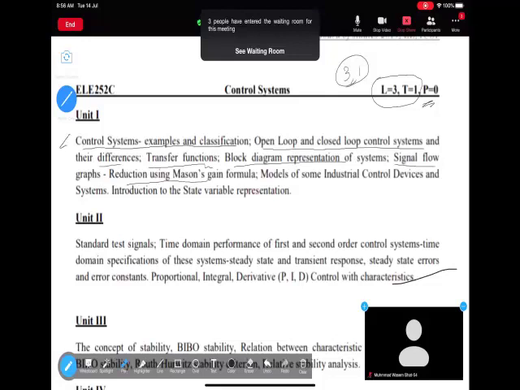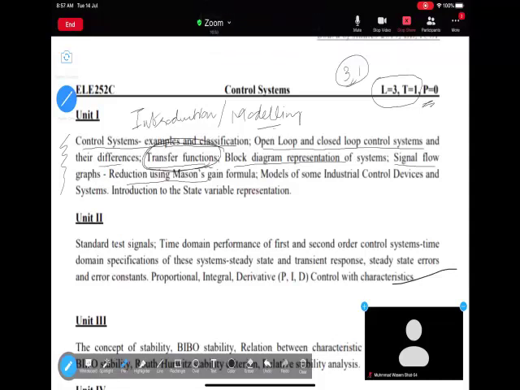So the first unit is mostly about introduction, and it is about some modeling, right? There are 2 types of mathematical models that we're studying here. One is the transfer function model, and one is the state variable representation. And then there's also some model simplification that we're going to study in this. So block diagram representation and signal flow graphs are ways to simplify the model that we're studying.